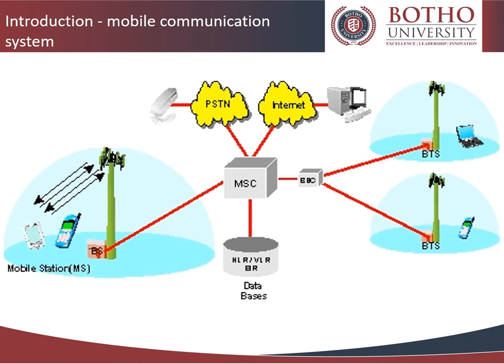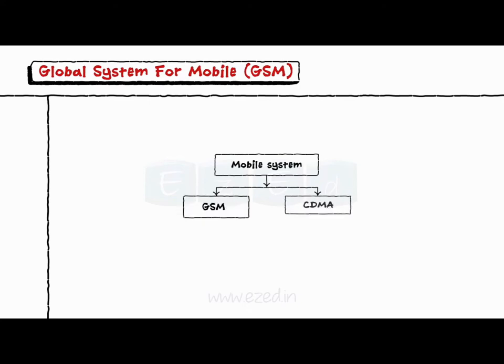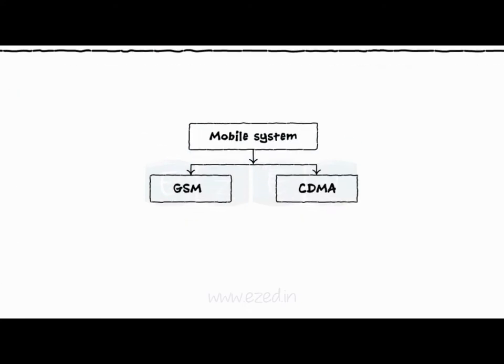In this brief video clip, you will see the overview of a GSM architecture and the components that are present in a GSM architecture. We all know that there are two types of systems available as GSM and CDMA. We will only study the basics of GSM system. GSM stands for Global System for Mobile.